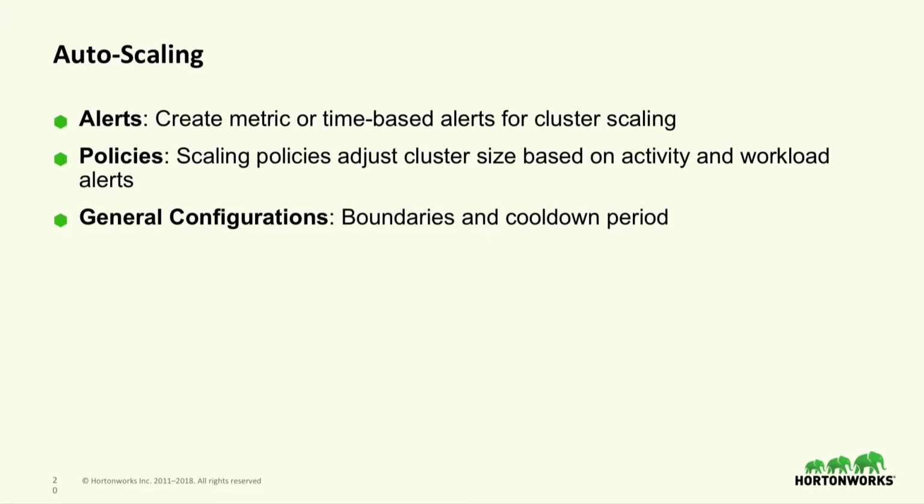Regarding the autoscaling possibility in Cloudbreak, the three main building blocks are the alerts, which are Ambari alerts and Prometheus alerts. Ambari currently supports 400 metrics, so you can easily use that. When an alert is triggering, then a policy defines the behavior for the alert. So you can basically say that my name node space is too low, and I want to add 2 new nodes to my cluster. The general configuration is mostly to define the minimum and the maximum cluster size.